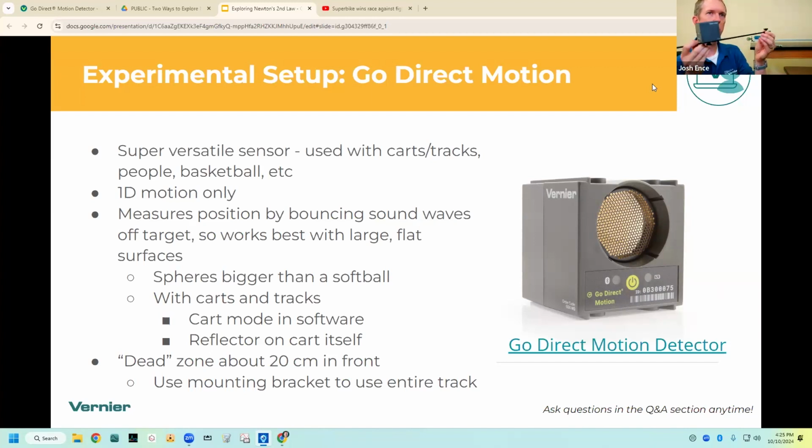In our cart and track systems, it comes with a long, flat rod. This is designed to mount your motion detector on so that you can attach it to the end of the track and that dead zone isn't taking up a part of your track. I didn't know about these rods, and in my own classroom with my motion detectors, we would just put a couple of physics textbooks at the end of the track and sit the motion detector on that. It works just as well, but that way you can use the whole length of the track rather than just a portion of it, without having to worry about that dead zone.